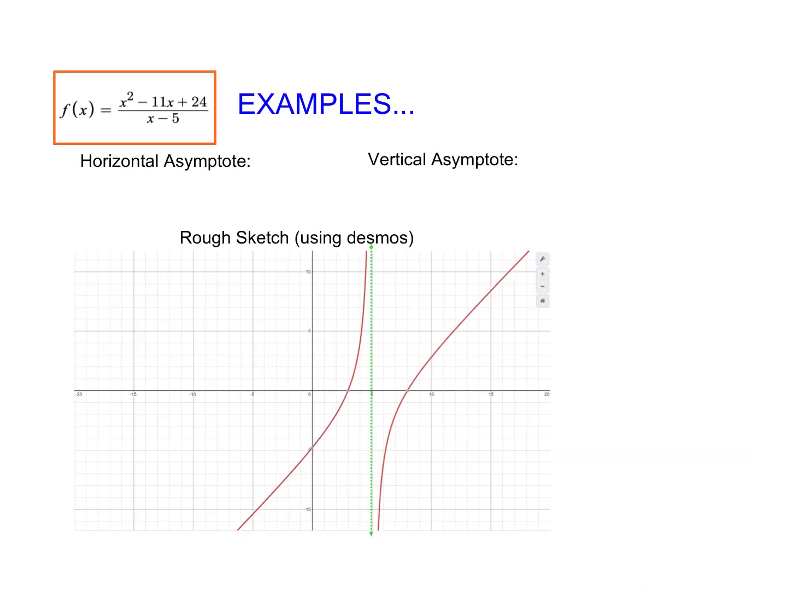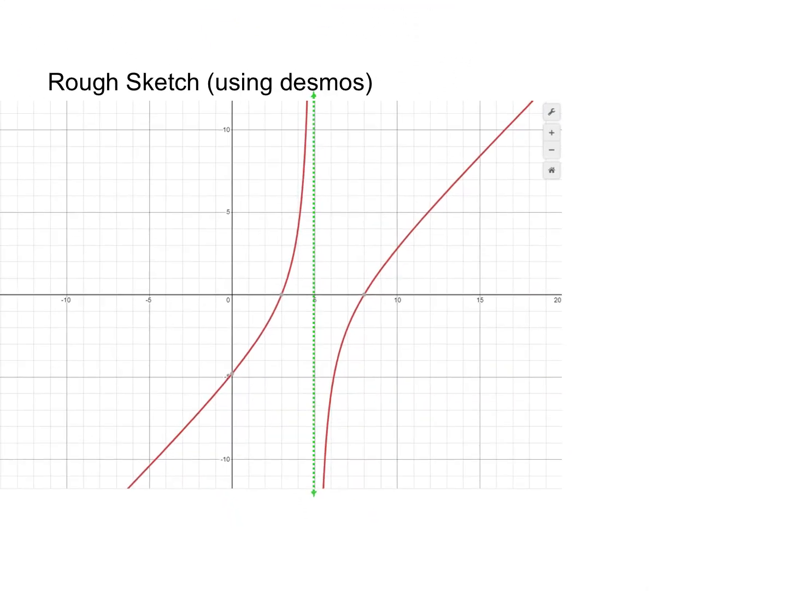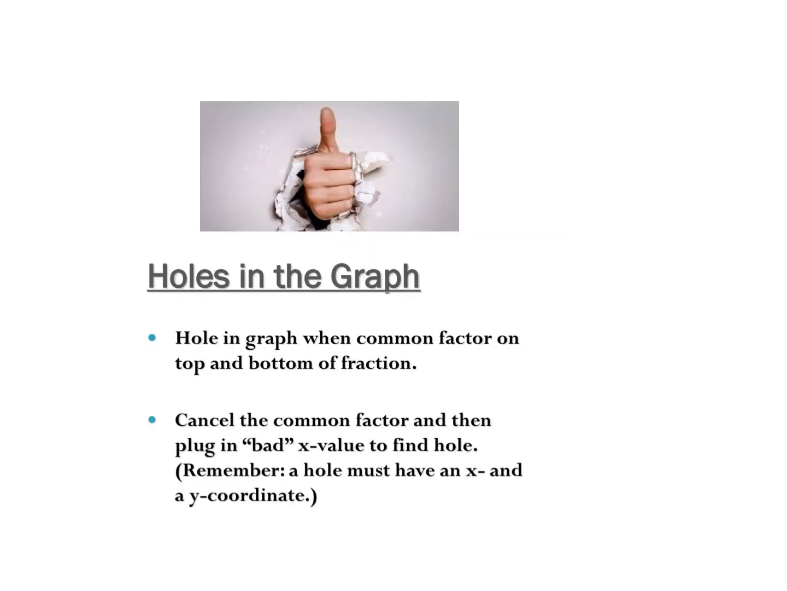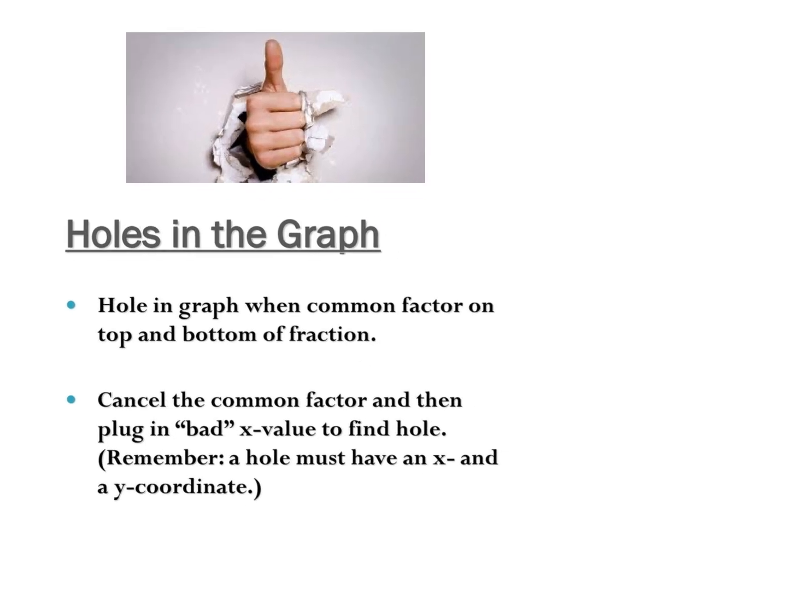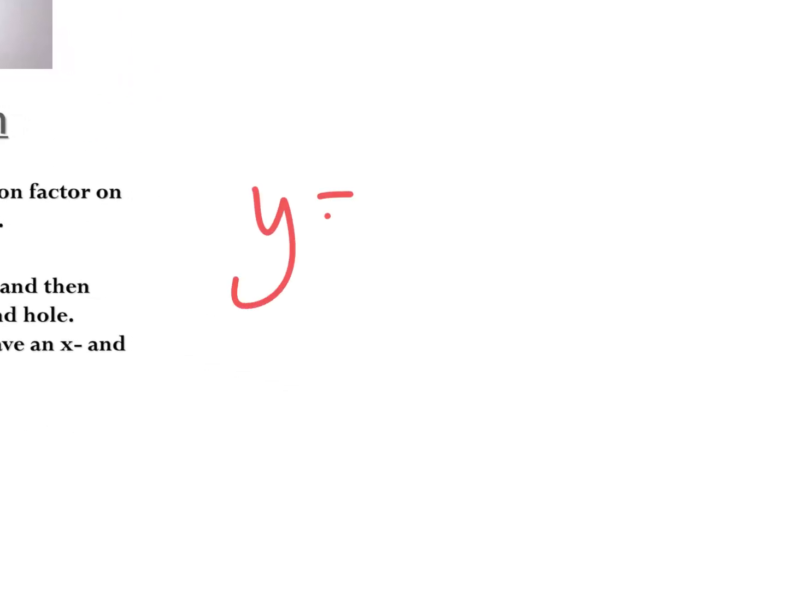Okay, next up. These are called slant asymptotes because there's an asymptote running right there. We won't do those in this class because honors would do those. We don't do those. Okay, a hole in the graph is kind of a big deal. And I'm going to show you when that happens.